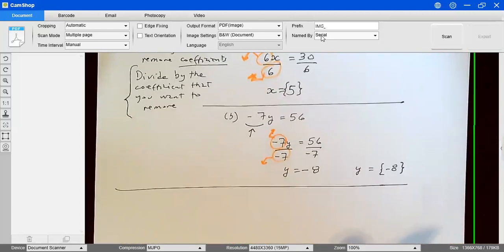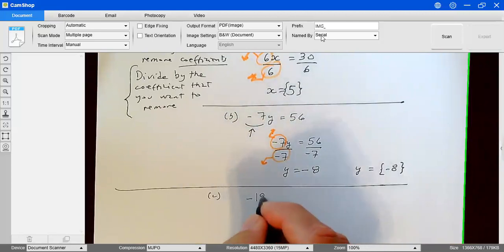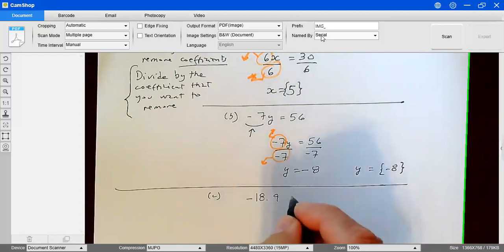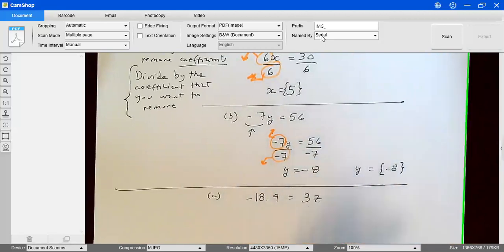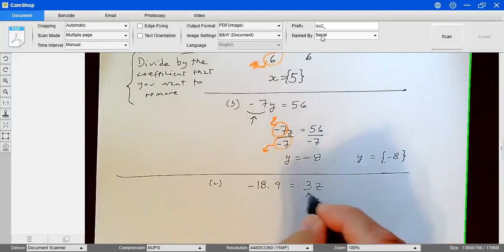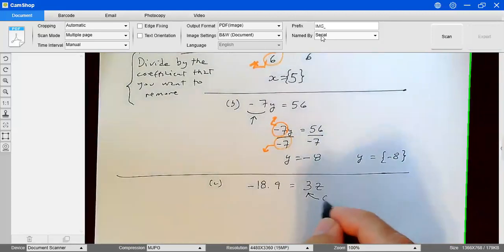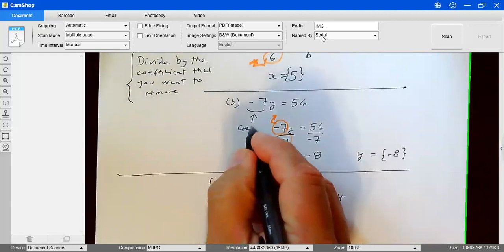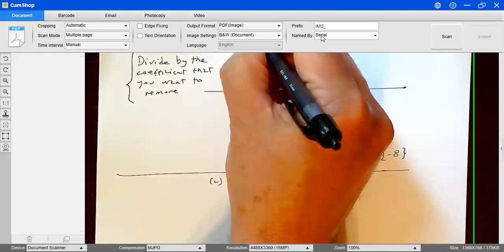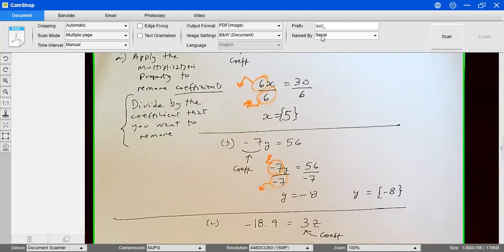So we have one more exercise. Now we have negative 18.9 equals 3z. What is the coefficient? The coefficient is here. This is the one I want to remove. This is the coefficient to be removed.